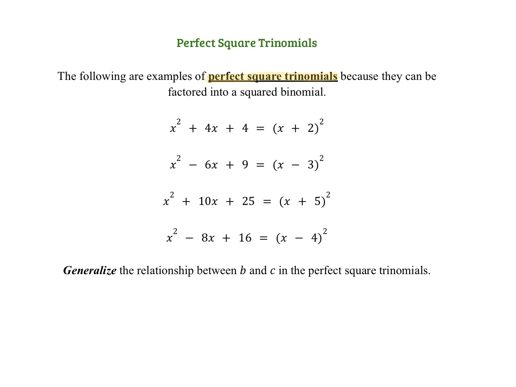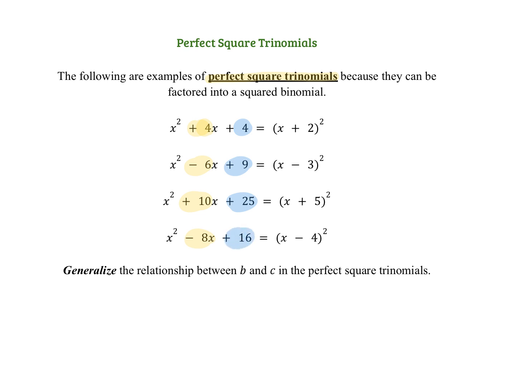So I want you to take a second and see if you can look at the relationship between our b values and our c values. I'll do the c values in blue. And make sure you're accounting for the signs of those as well. So here our b value is positive 4. Here our c value is positive 4. Here our b value is negative 6. Here our c value is positive 9. Here we have positive 10, positive 25, and negative 8, 16. And again, I'm just looking at those coefficients.